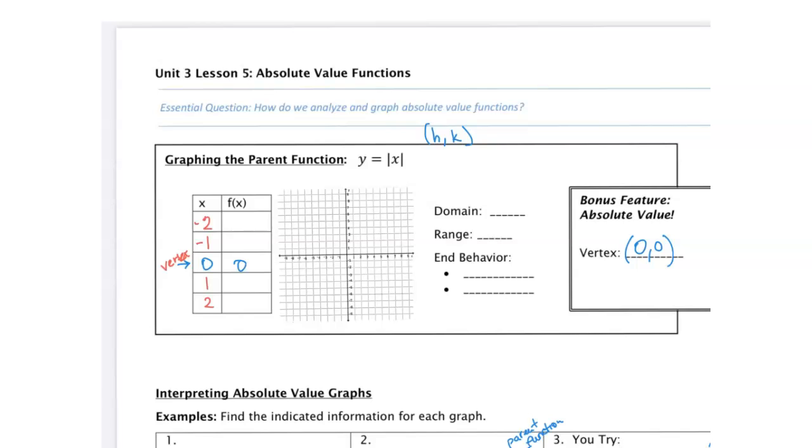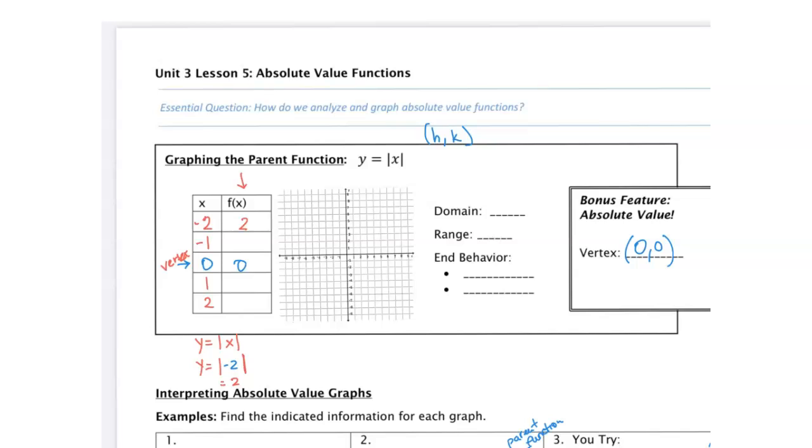When we're looking to figure out our f of x values, what we're going to do is take our equation, y equals the absolute value of x, and plug in our x. So y equals the absolute value. Our first one is a -2. And so the absolute value of -2 gives us 2. So this one is 2.